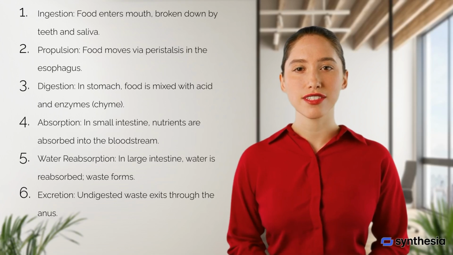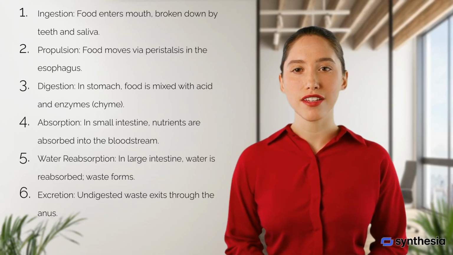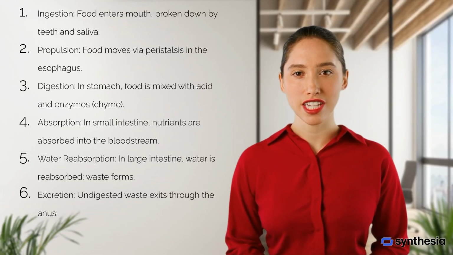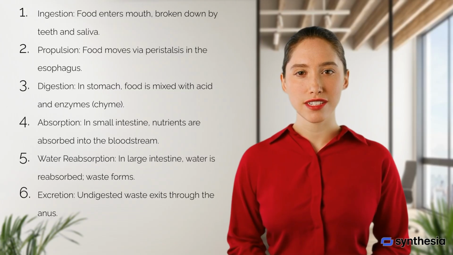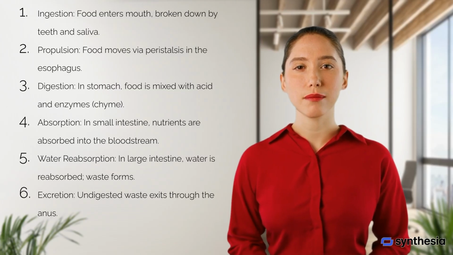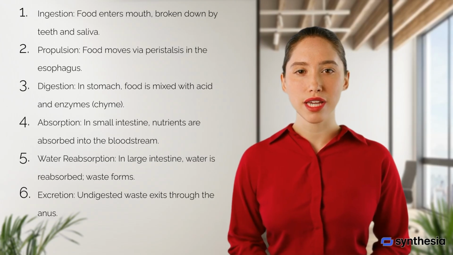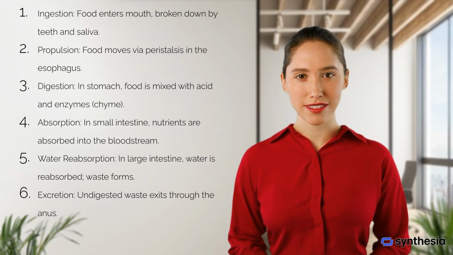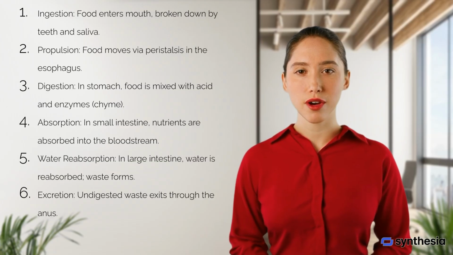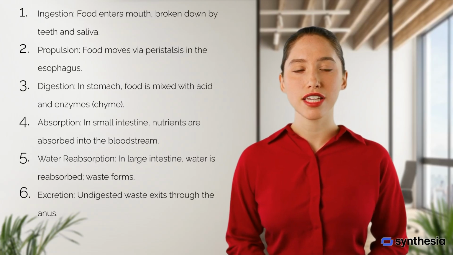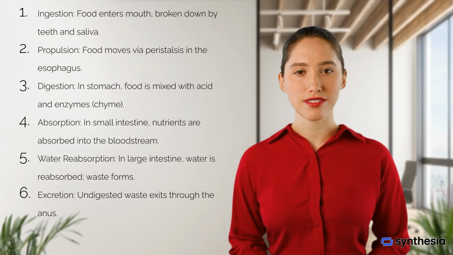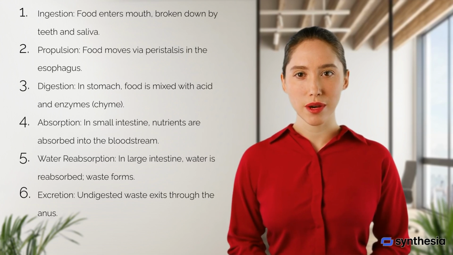Now, let's talk about the physiology, how all these parts work together to digest food. Think of digestion like a relay race. Each part of the system passes the baton to the next. Let's break it down step by step. Ingestion. The process starts when food enters the mouth, where enzymes in saliva, like amylase, begin breaking down carbohydrates. The teeth mechanically break food into smaller pieces. Propulsion. Once we swallow, the food travels down the esophagus through a process called peristalsis, a series of wave-like muscle contractions that push food toward the stomach.